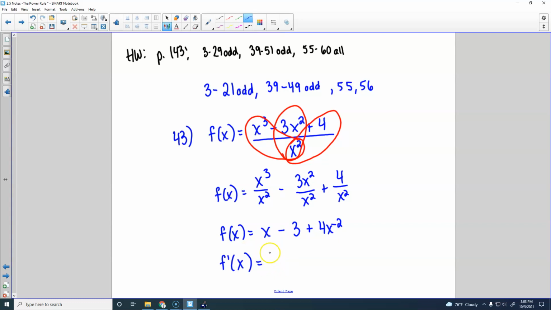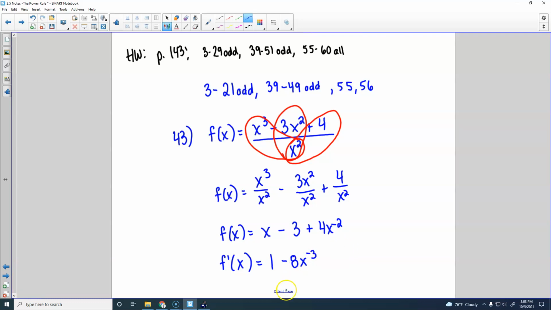You'd have 1, because derivative of x is 1. What's the derivative of negative 3? 0, it just goes away. Then you'd have negative 8x to the negative 3, which you can leave like that or send that x to the third back down to the bottom.